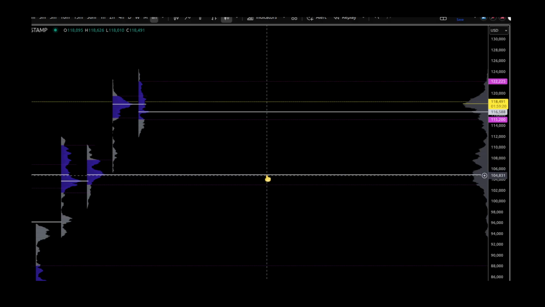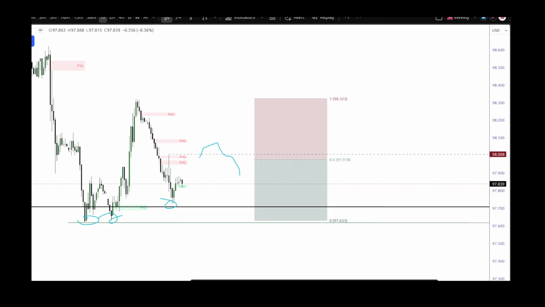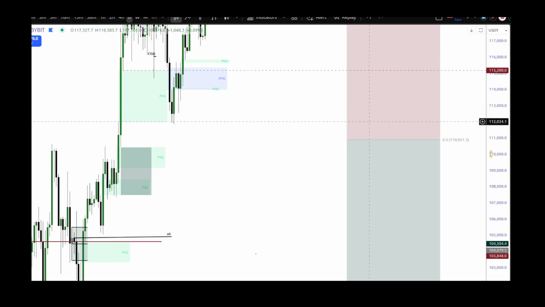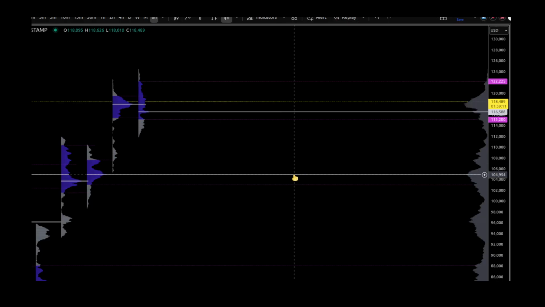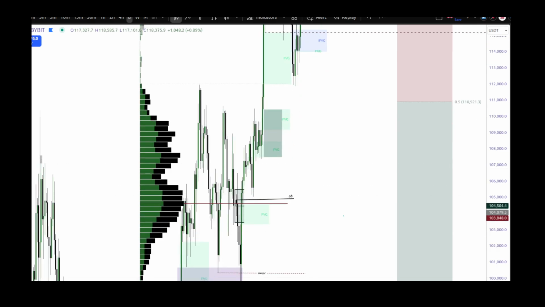We do have a monthly negative point of control at 105. This monthly NPOC will be very strong, okay? I need a specific 105, yeah. 105, where is that?